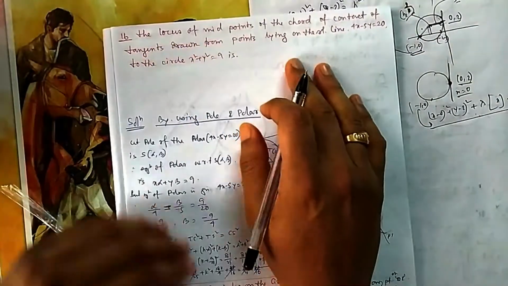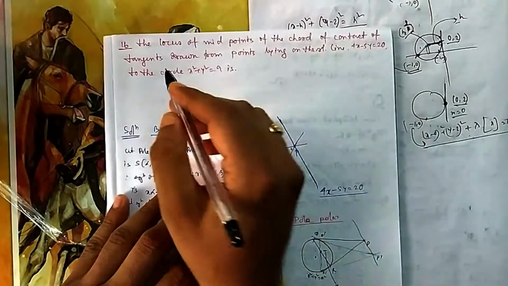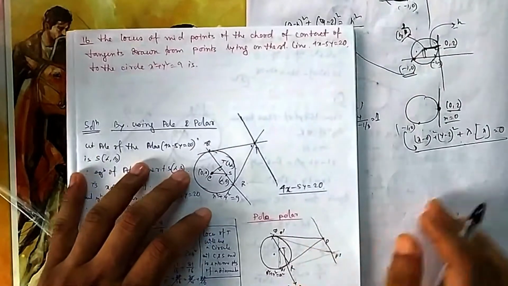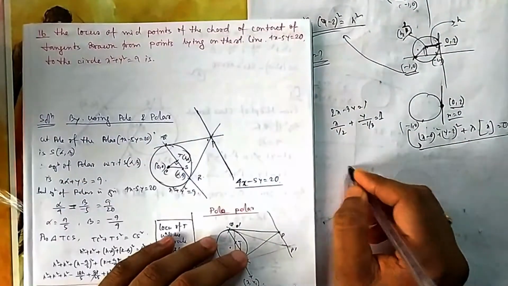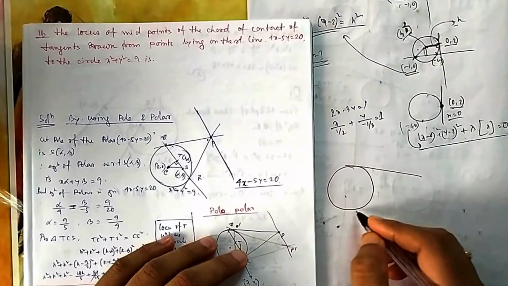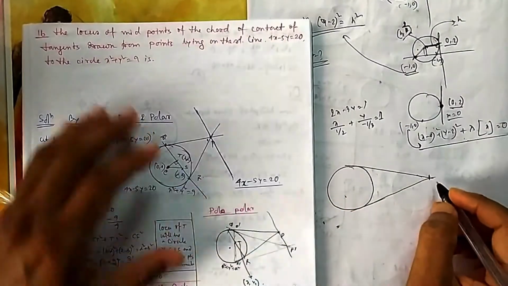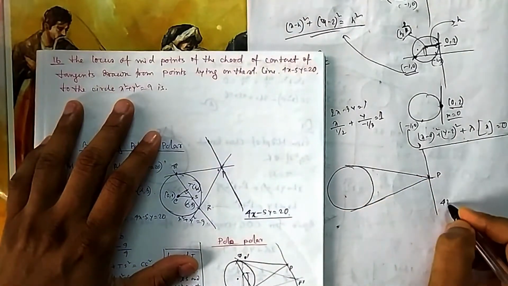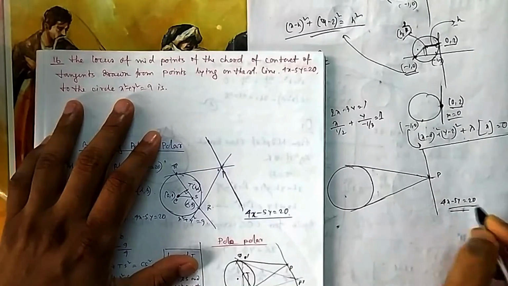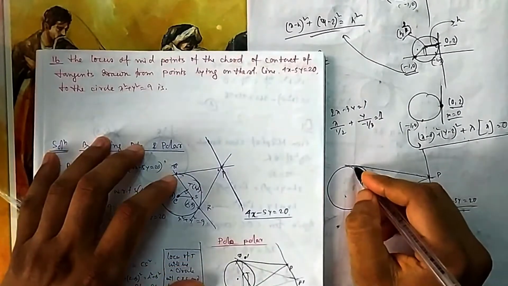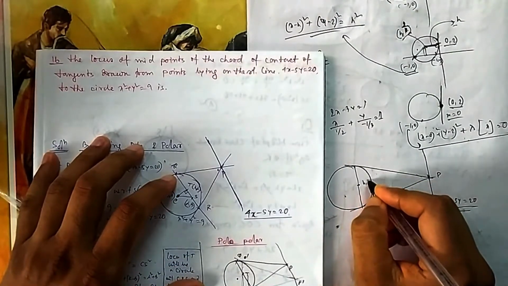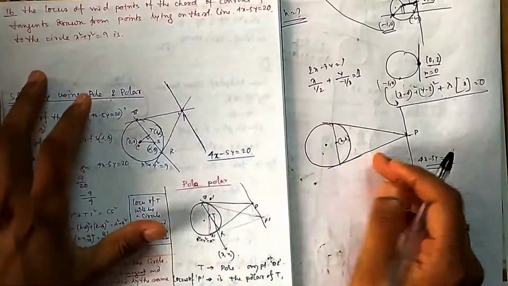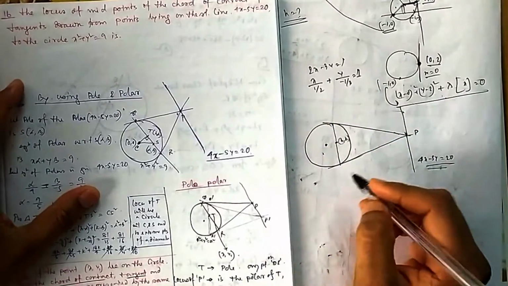Now if you come to question 16: the locus of the midpoints of the chord of contact, COC, of the tangents drawn from a point lying on this line to this circle. This one we can do using the polar concept, which we have also explained. They are asking the locus of the midpoint of the COC of the tangents drawn from a point which lies on 4x minus 5y equal to 20. So on this line there is a point P from which you draw the tangents. You need to find the locus of the midpoint of the COC. All the possible COCs you can draw from this point, that you have to think of.